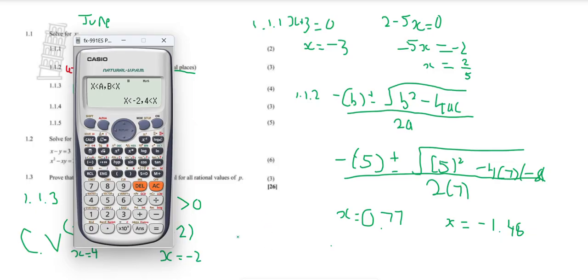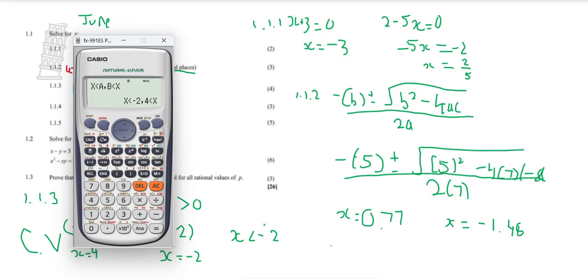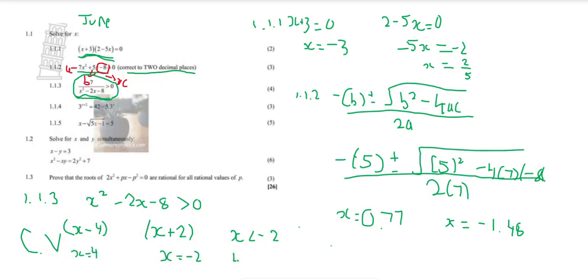Whatever answer they give you, that's all you have to do. So you're going to say x must be less than minus 2, or the other one, x greater than 4. There's nothing for you to worry about. Whatever they give you, just write it down like that, and that will secure you your full 4 marks.